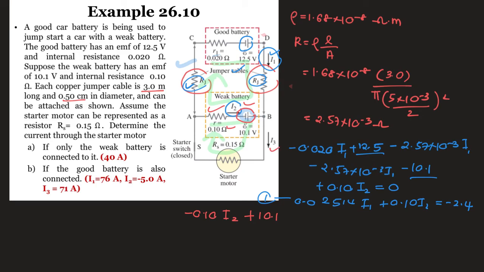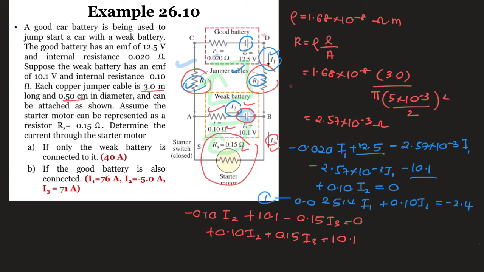Therefore, I'm going to focus on I3. For I3, we have only one resistor here, and the direction of I3 is the same as the direction of assumption loop number 2 here. Therefore, I'm going to get negative value. So negative 0.15 I3 equals 0. Rearranging everything, we are going to get negative 0.10 I2 plus 0.15 I3 equals 10.1.